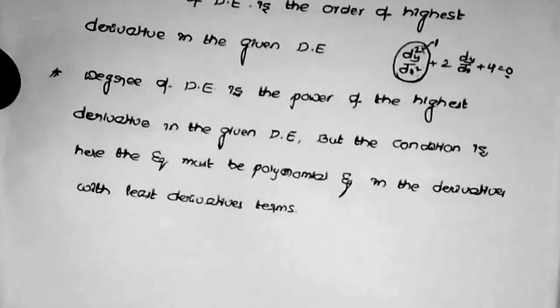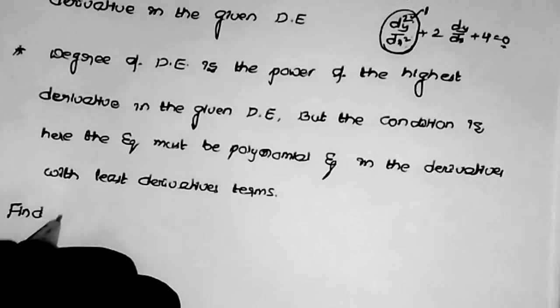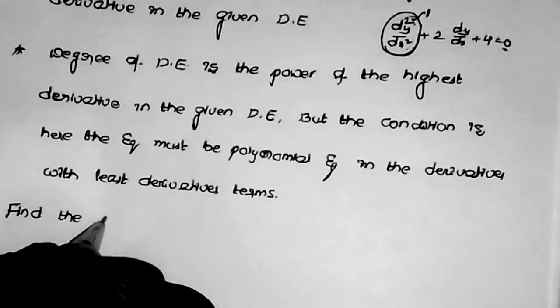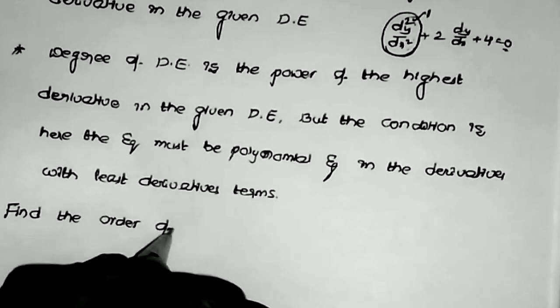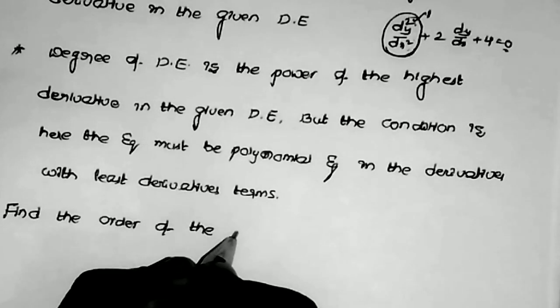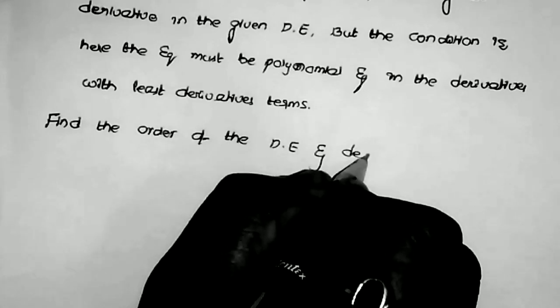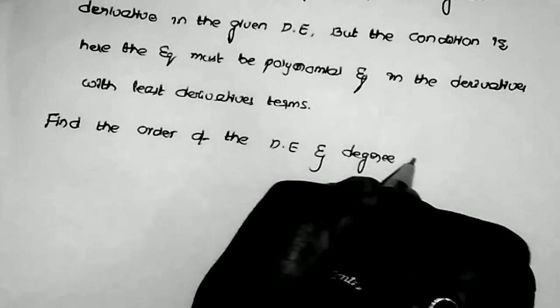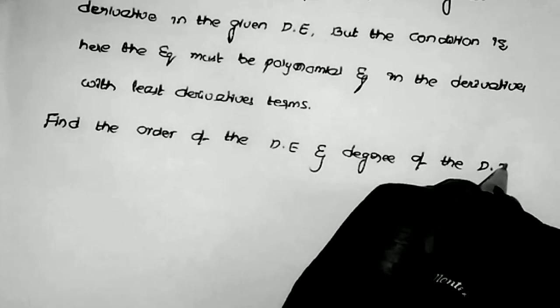So these are the most important points. Finding the order and degree of the differential equations is a very important question. A guaranteed 2 marks question comes from this model in the public examination. So the question: find the order and degree of the differential equation. Now here I explain some of the problems finding the order and degree of the given differential equation.